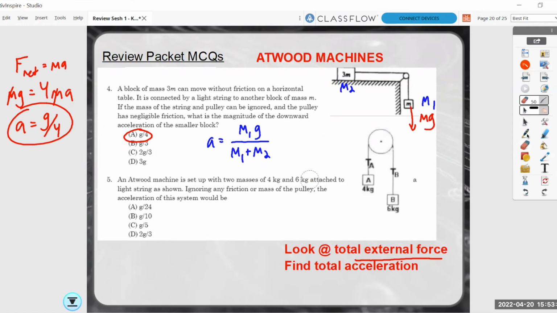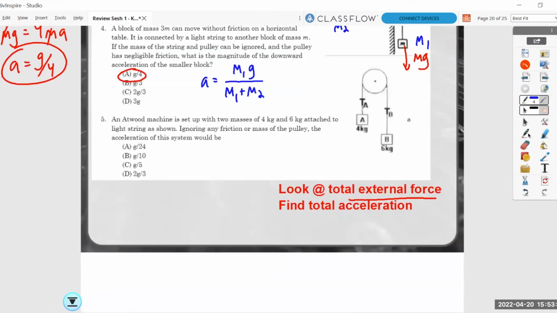For our normal Atwood machine here, where we've got a mass on both ends, let's see if we can take the same approach. So let's look at the total external forces acting on the system here. Again, ignoring tension, tension's an internal force. What we're going to have is 60 newtons worth of gravity down here, and we're going to have 40 newtons worth of gravity down here.